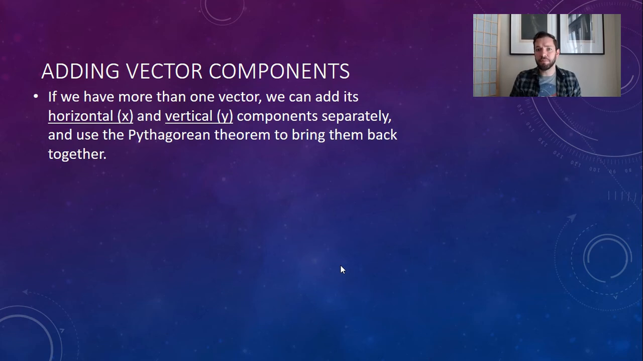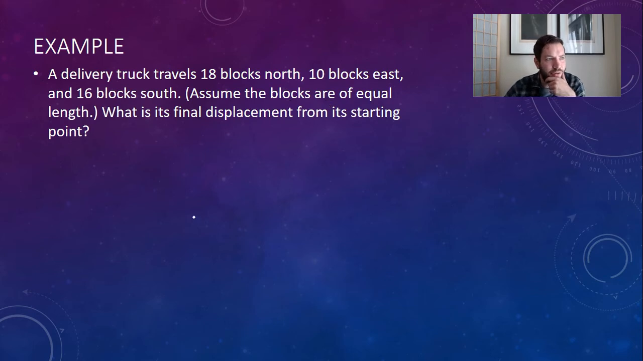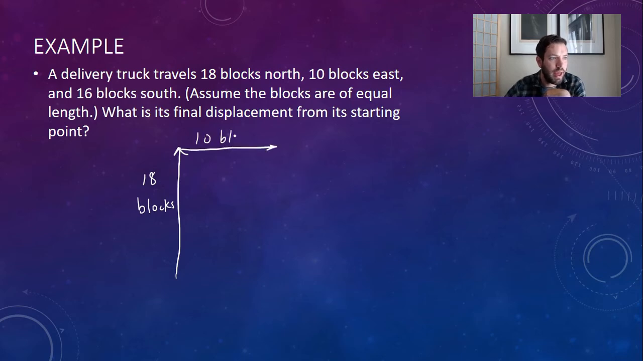Let me give you an example of how this is going to work. I think it might make more sense if you see it in action. Let's say that we have a delivery truck. I'm going to sketch it out. It goes 18 blocks north. I'll say north is up. Then it travels 10 blocks east. And then it travels another 16 blocks south.